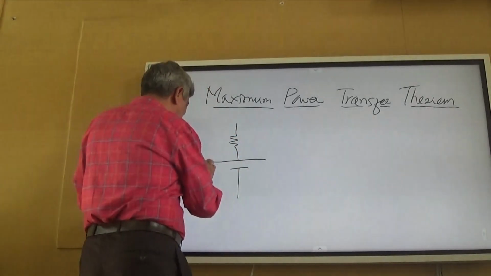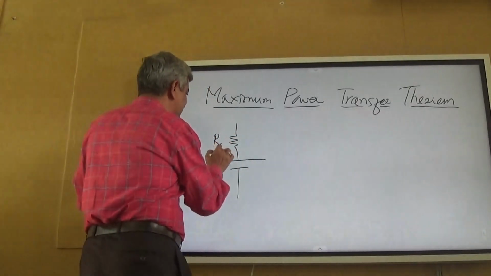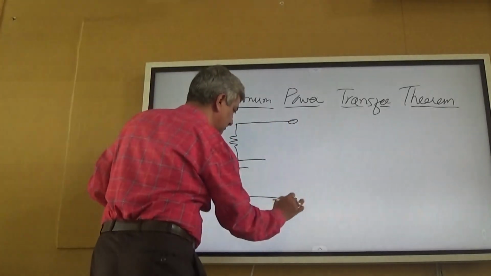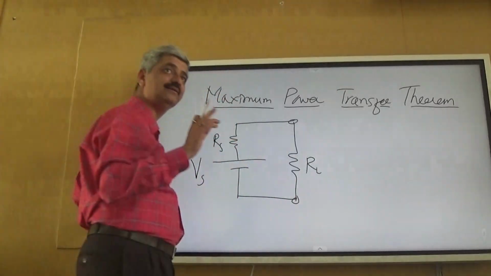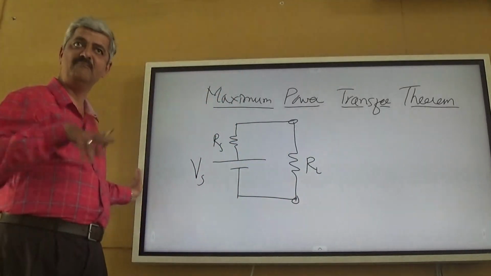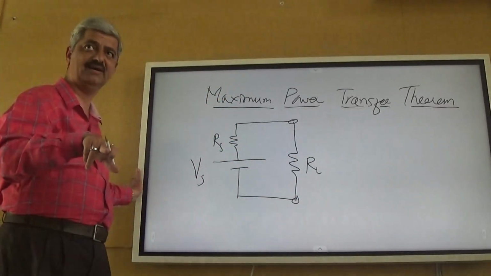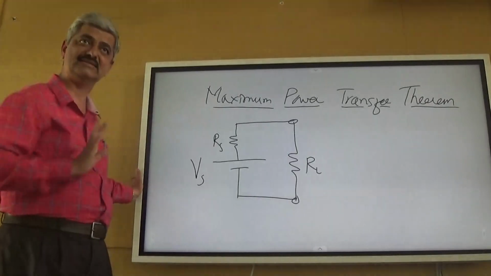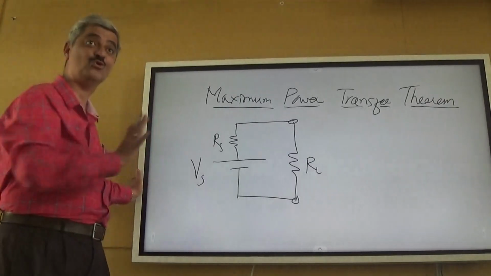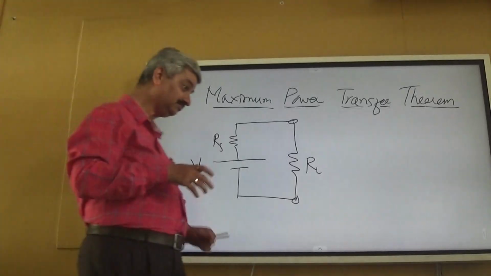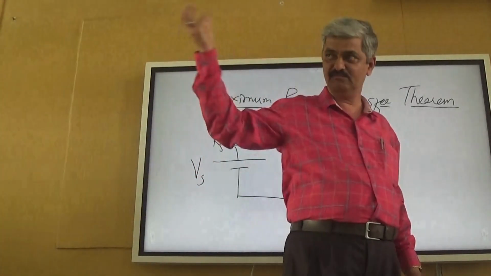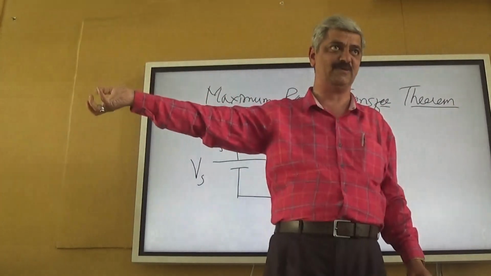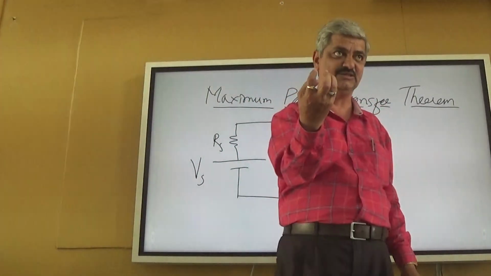So this is Vs, this is Rs, and these are the terminals accessible. And here I connect RL, right? So maximum power gets transferred when RL equal to Rs. This is for DC source. Now AC is also in much application. We have AC mains, we can have a transformer, we can get at the transformer terminals again an AC voltage source.